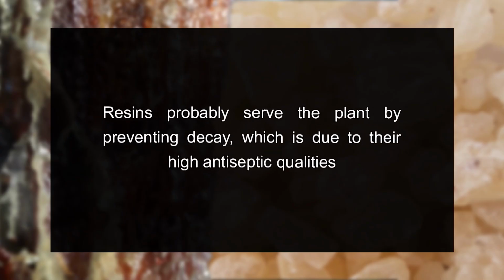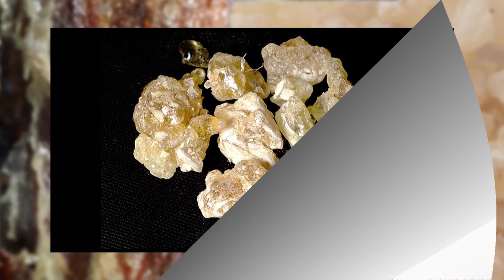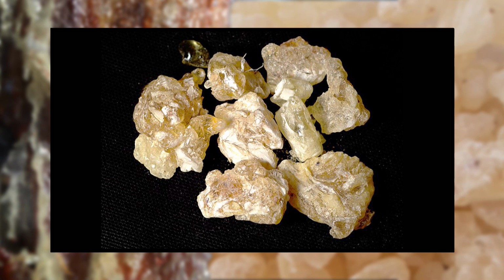The exact botanical origin of a resin is often hard to trace, especially in the case of fossil and semi-fossil types. Resins probably serve the plant by preventing decay, which is due to their high antiseptic qualities. They may also lower the amount of water loss from the plant tissues. Resins have certain characteristics that render them important to industry. Their ability to harden gradually as the oil that they contain evaporates makes possible commercial varnishes.